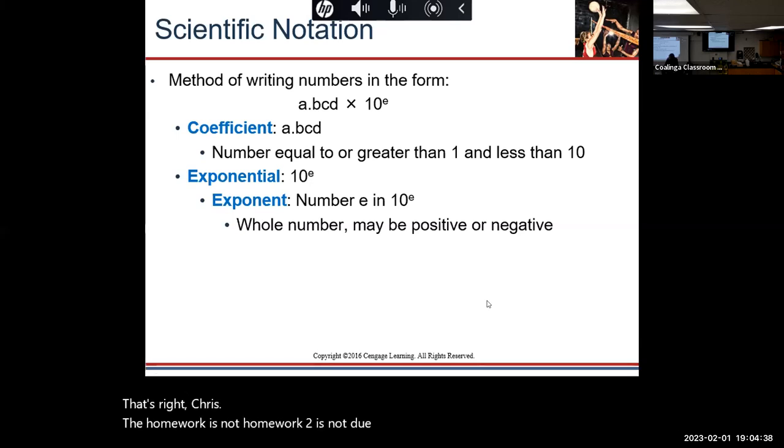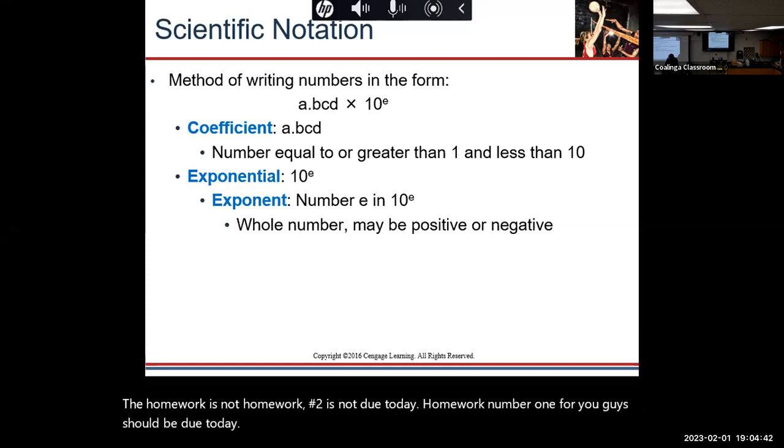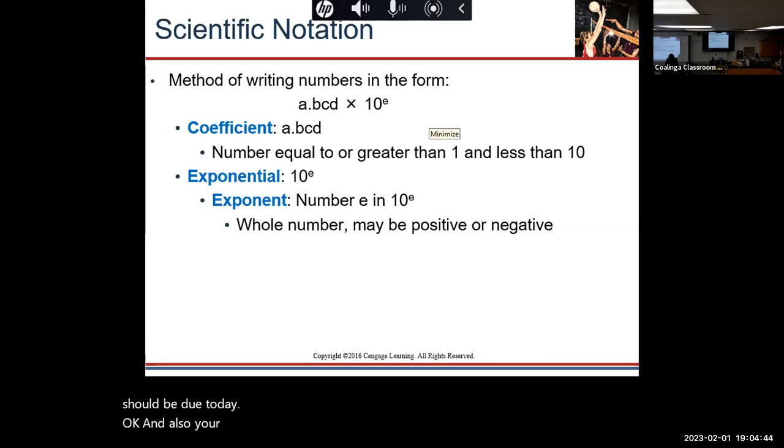Homework number 2 is not due today. Homework number 1 should be due today. Also, your lab is due today. The safety lab.